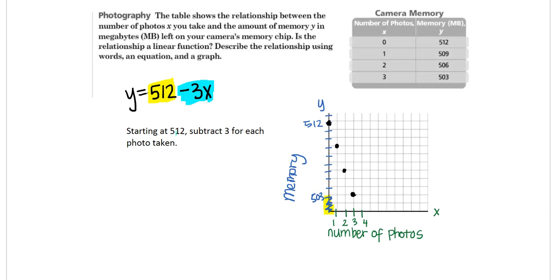Starting at 512, subtract 3 for each photo taken. You can think of it that way. Or you could say 512 minus 3 times each photo, something like that. Okay? All right, that's 2.2. Next video will be about 2.3.